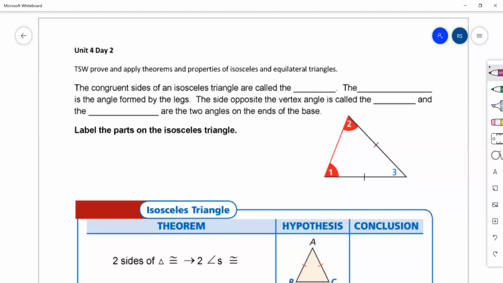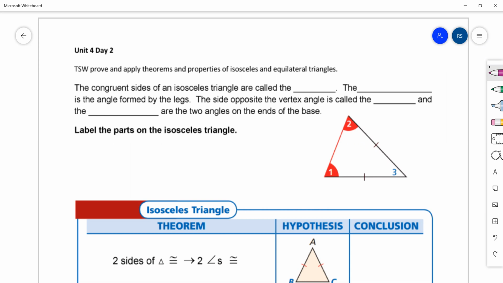Okay, so now we're on to day 2 of Unit 4. So yesterday we talked about just triangles in general. Today we're going to focus on properties of isosceles and equilateral triangles. First up is isosceles.